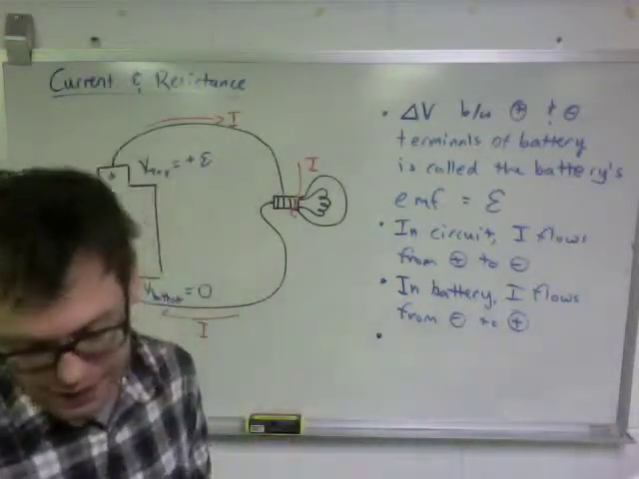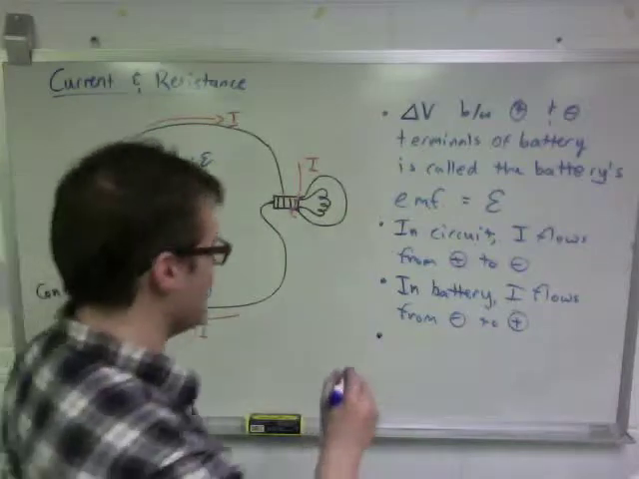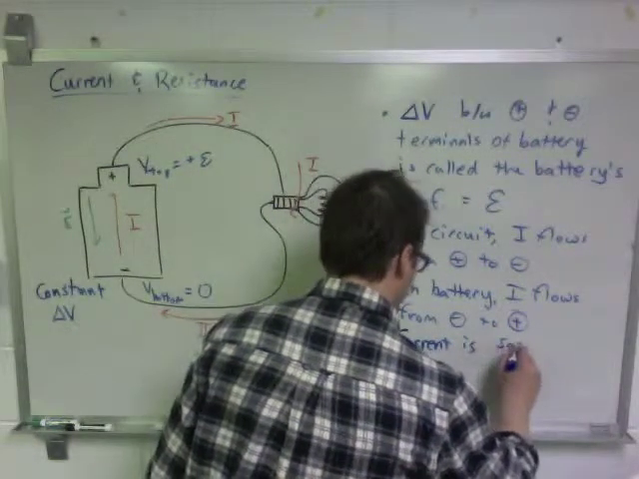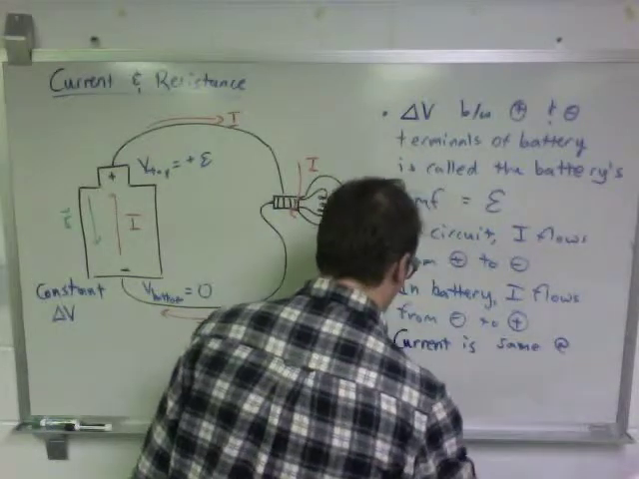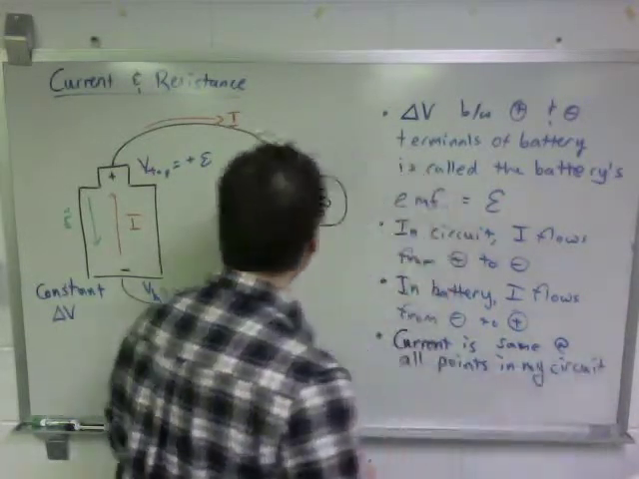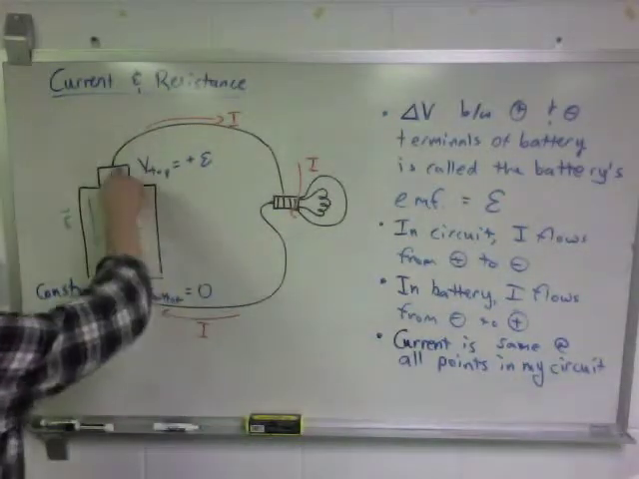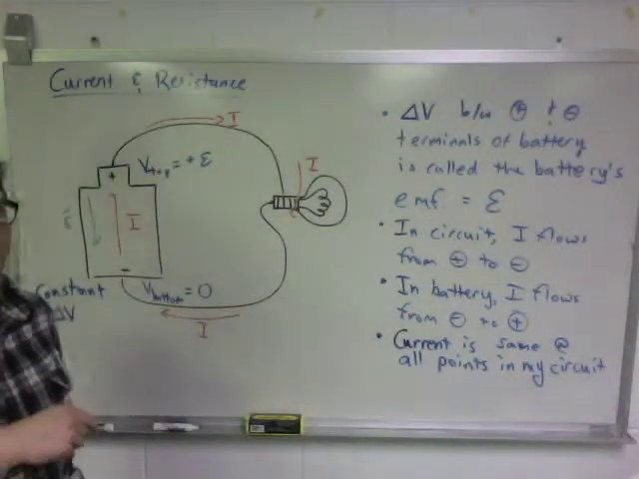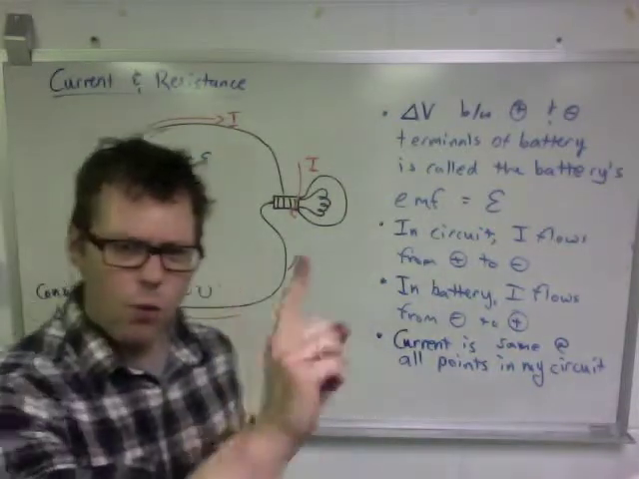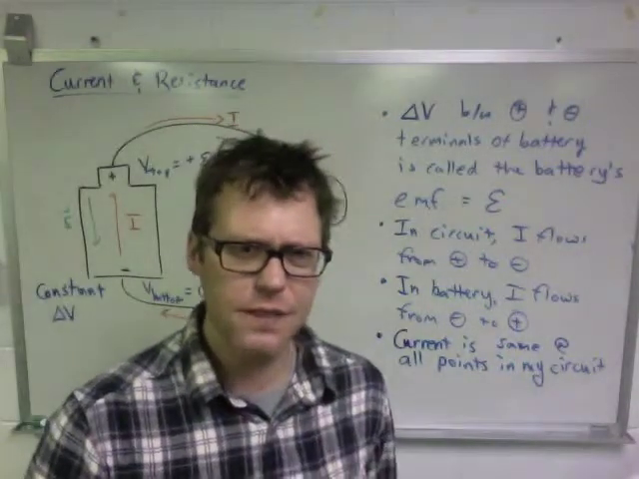One other thing you'll notice here is that the current is the same at all points in my circuit. Whatever current leaves the positive terminal of the battery must be coming in the negative terminal of my battery. If that weren't true, then we would have a charge conservation problem.